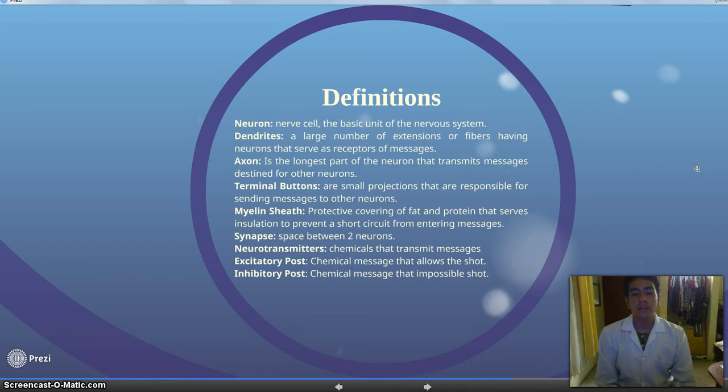Synapse: the space between two neurons. Neurotransmitters: chemicals that transmit messages. Excitatory post-synaptic potential: chemical message that allows a shot. Inhibitory post-synaptic potential: chemical message that makes a shot impossible.